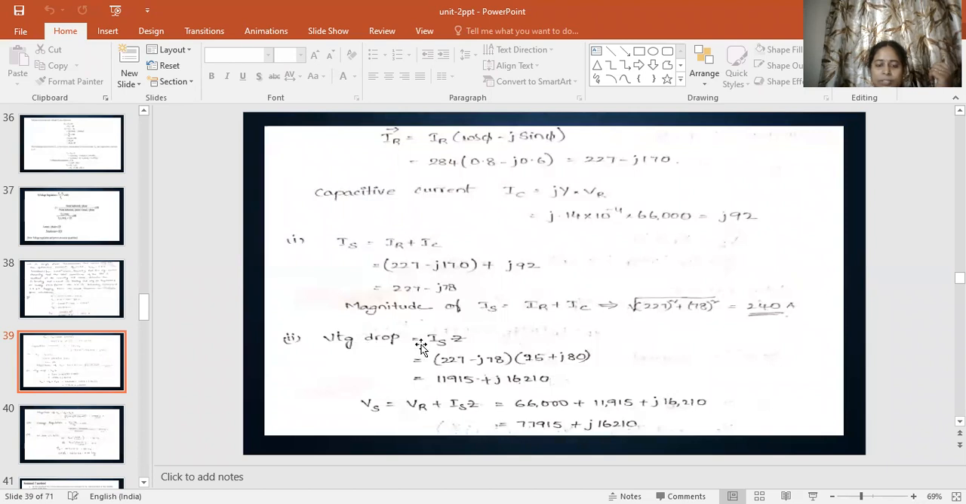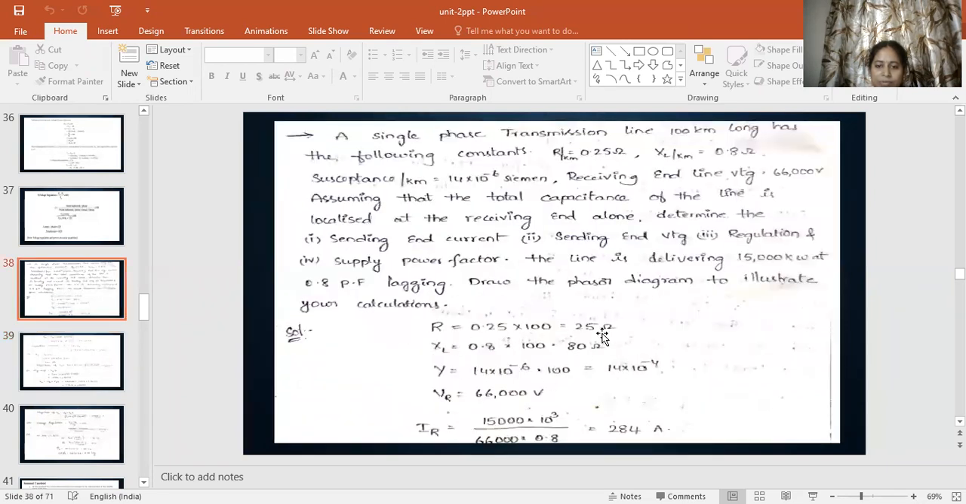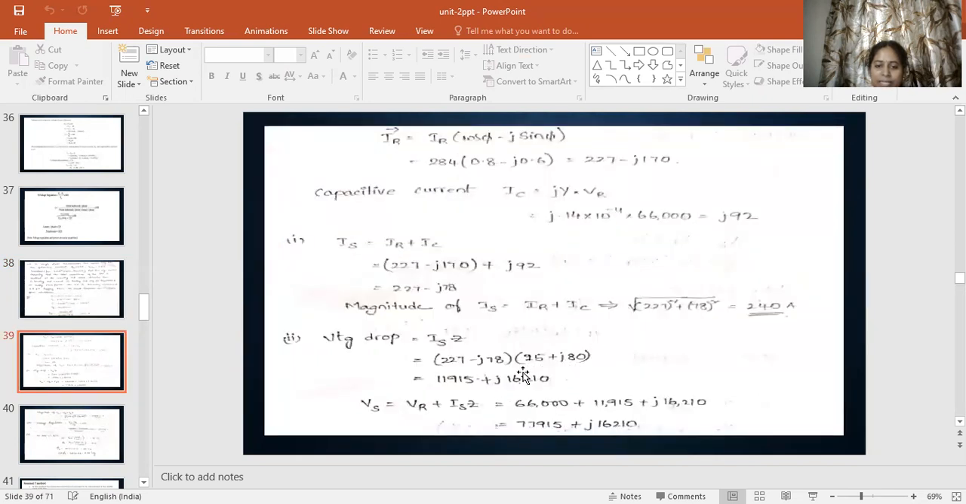And the voltage drop is nothing but IS into Z. Okay, these formulas we can calculate from the above derivation. Those formulas we use in that problem only. Okay, and IS is nothing but 227 minus J78, into Z, and the Z value is nothing but R plus JXL. We know that the R value is 25 and the XL value is 80. 25 plus J80. Okay, that value is 1109.15 plus J 16,210. Okay, this is the voltage drop.